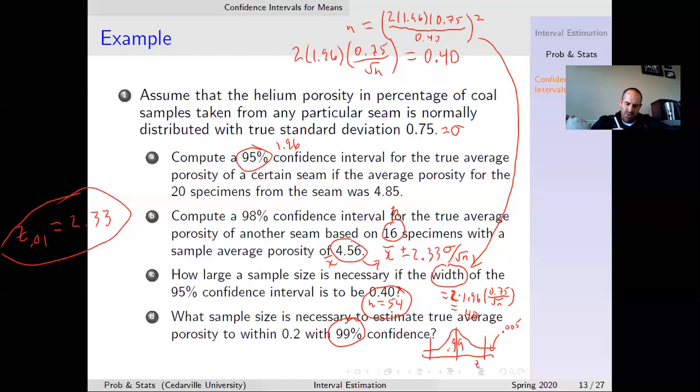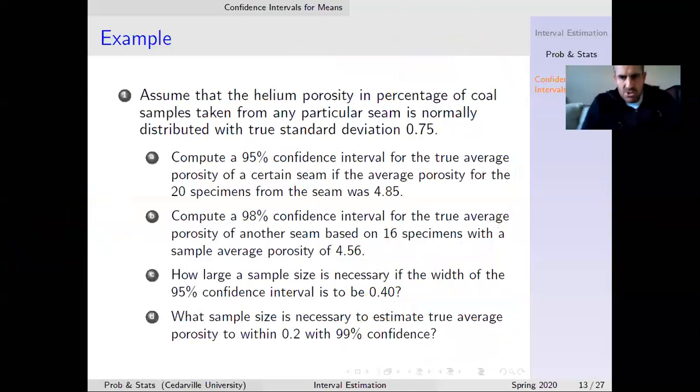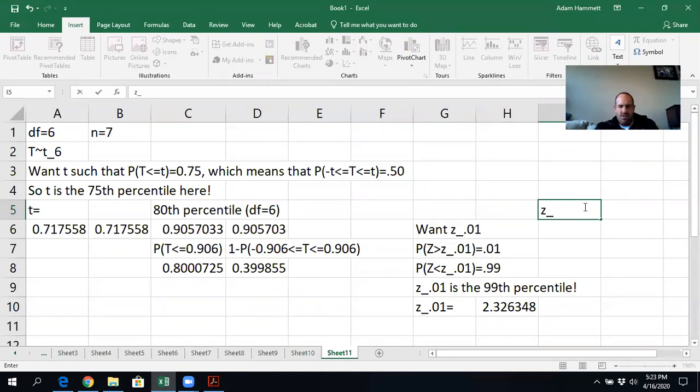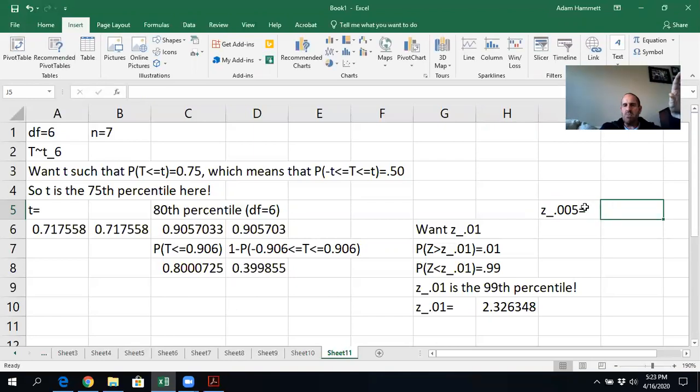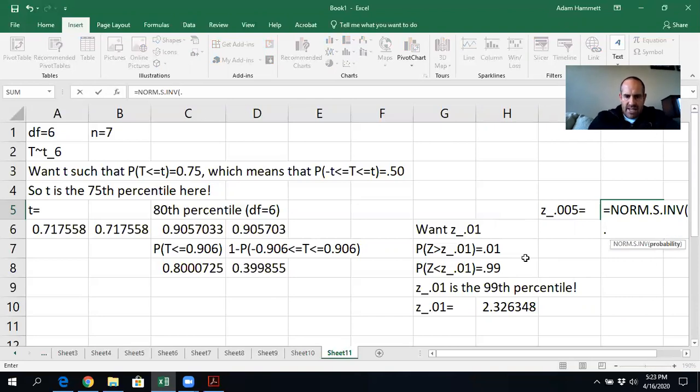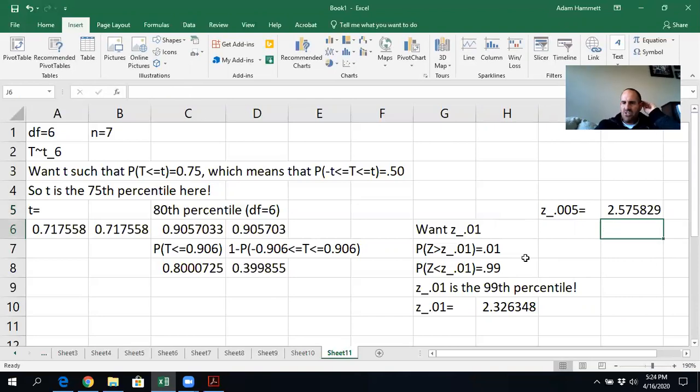So I want Z sub 0.005. What is Z sub 0.005? Let's figure that out real quick. We'll go over into Excel to sort that out. If I have 0.005 in the upper tail, that means I have 99.5% to the left of this. So that's equal to normal standard inverse of 0.995, and I get 2.58.